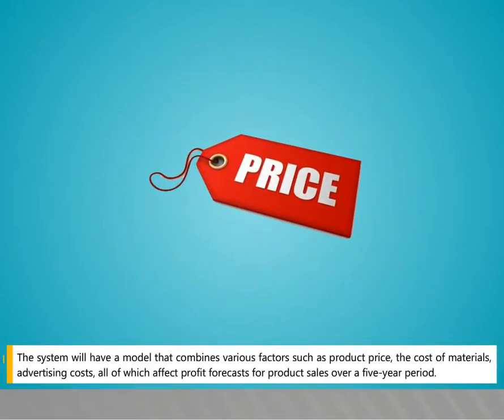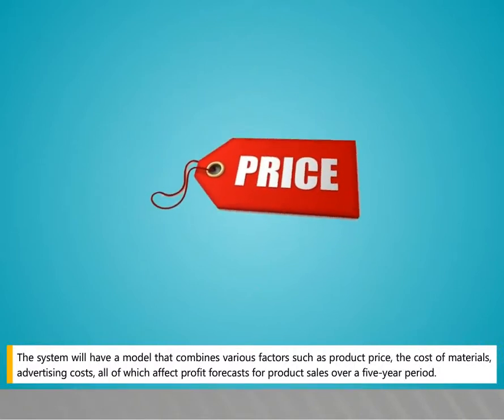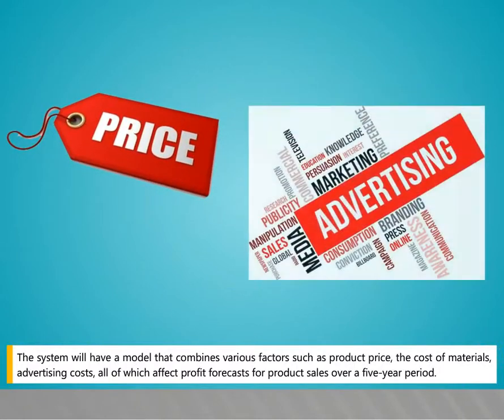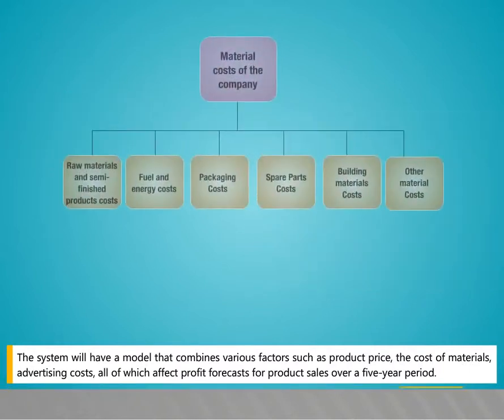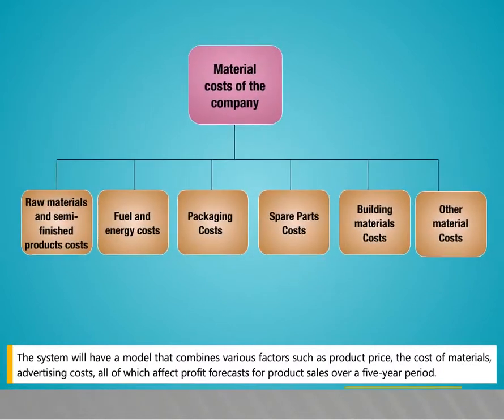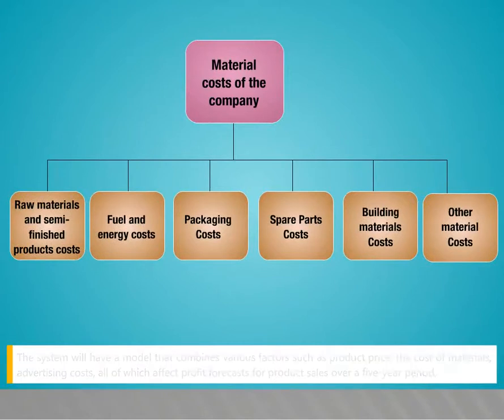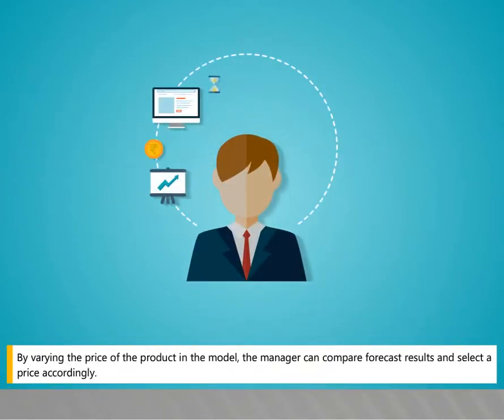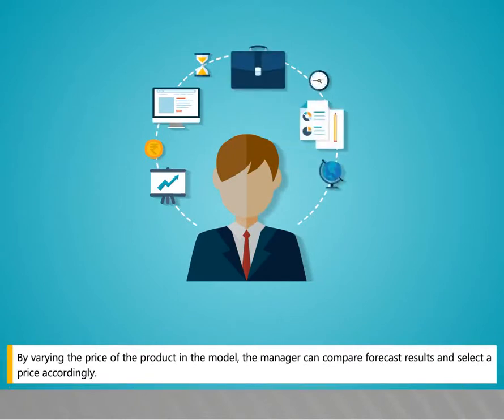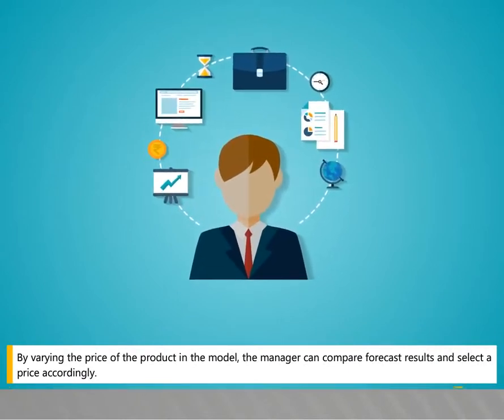The system will have a model that combines various factors such as product price, the cost of materials, advertising costs, all of which affect profit forecasts for product sales over a 5-year period. By varying the price of the product in the model, the manager can compare forecast results and select a price accordingly.